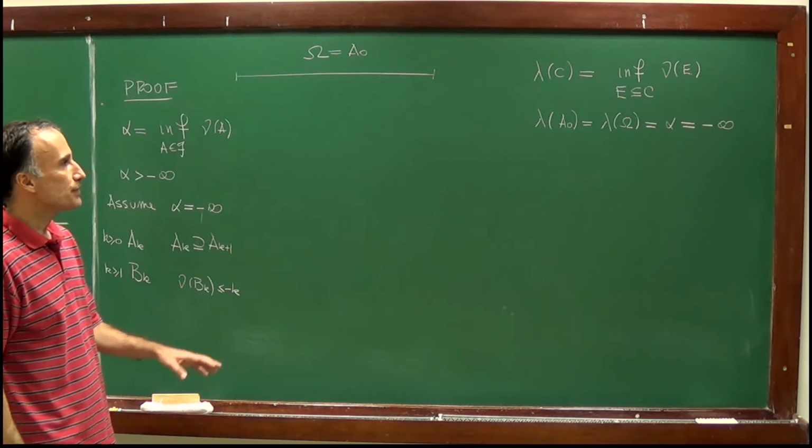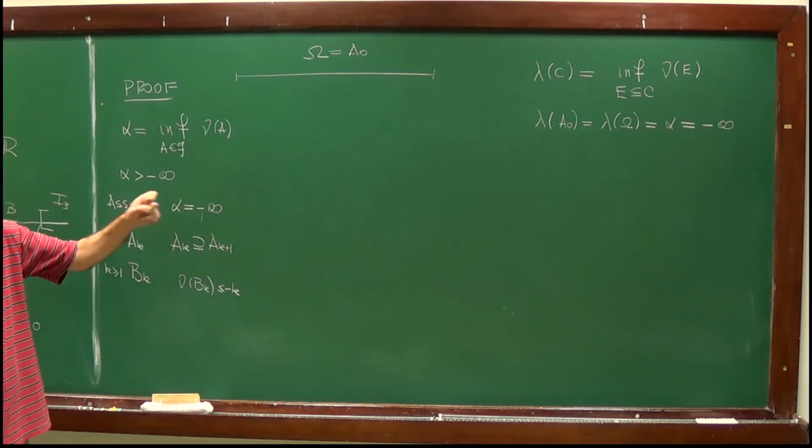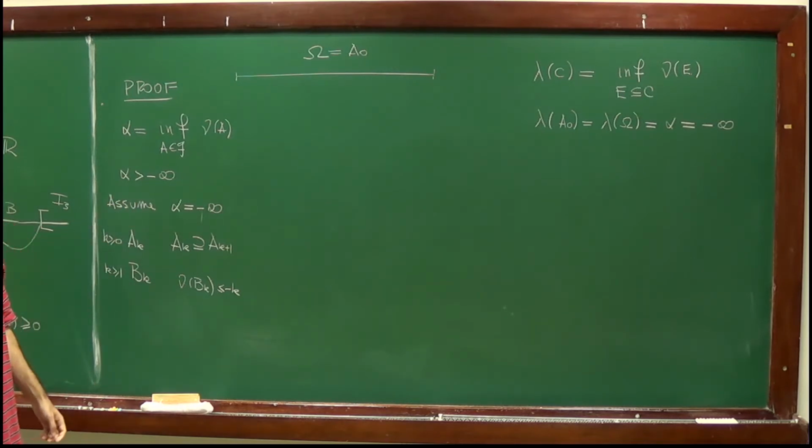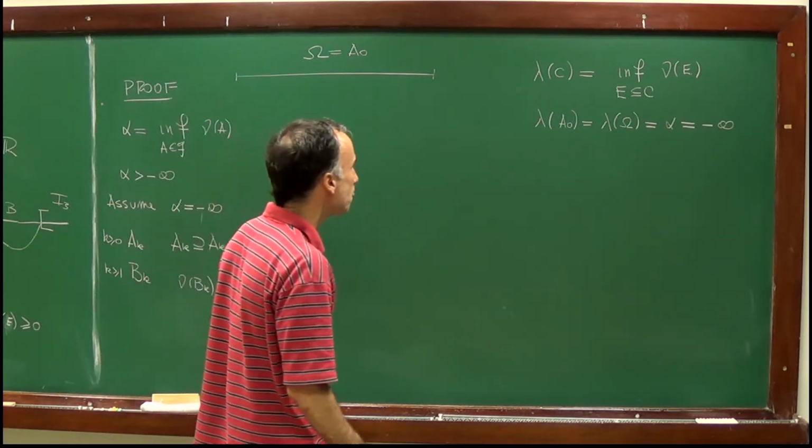And so this property will be kept by the sets A. Lambda of A will always be minus infinity. Okay, so now let's start our construction of B.